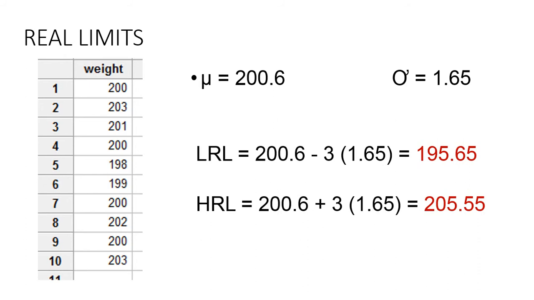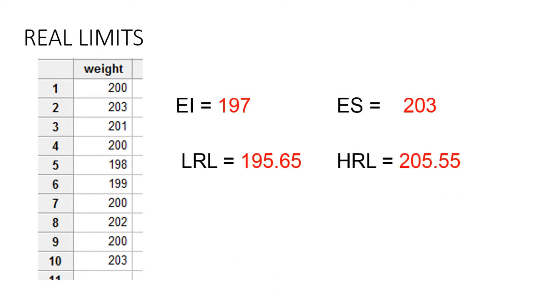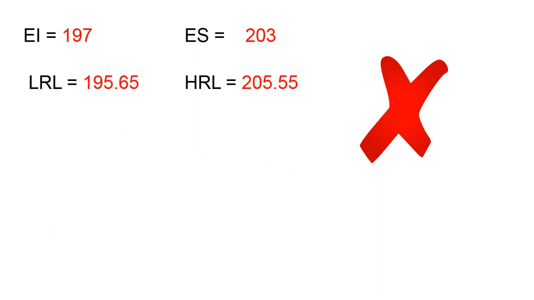Okay. The low real limit is 195.65 grams and the high real limit is 205.55 grams. So, if we compare those values with the specification limits, we're gonna find that the specifications are not correct, because some bags are having 2 grams less or 2 grams more than the specification said. In those cases, we have to check what's happening with the process, or we have to apply some corrective actions.